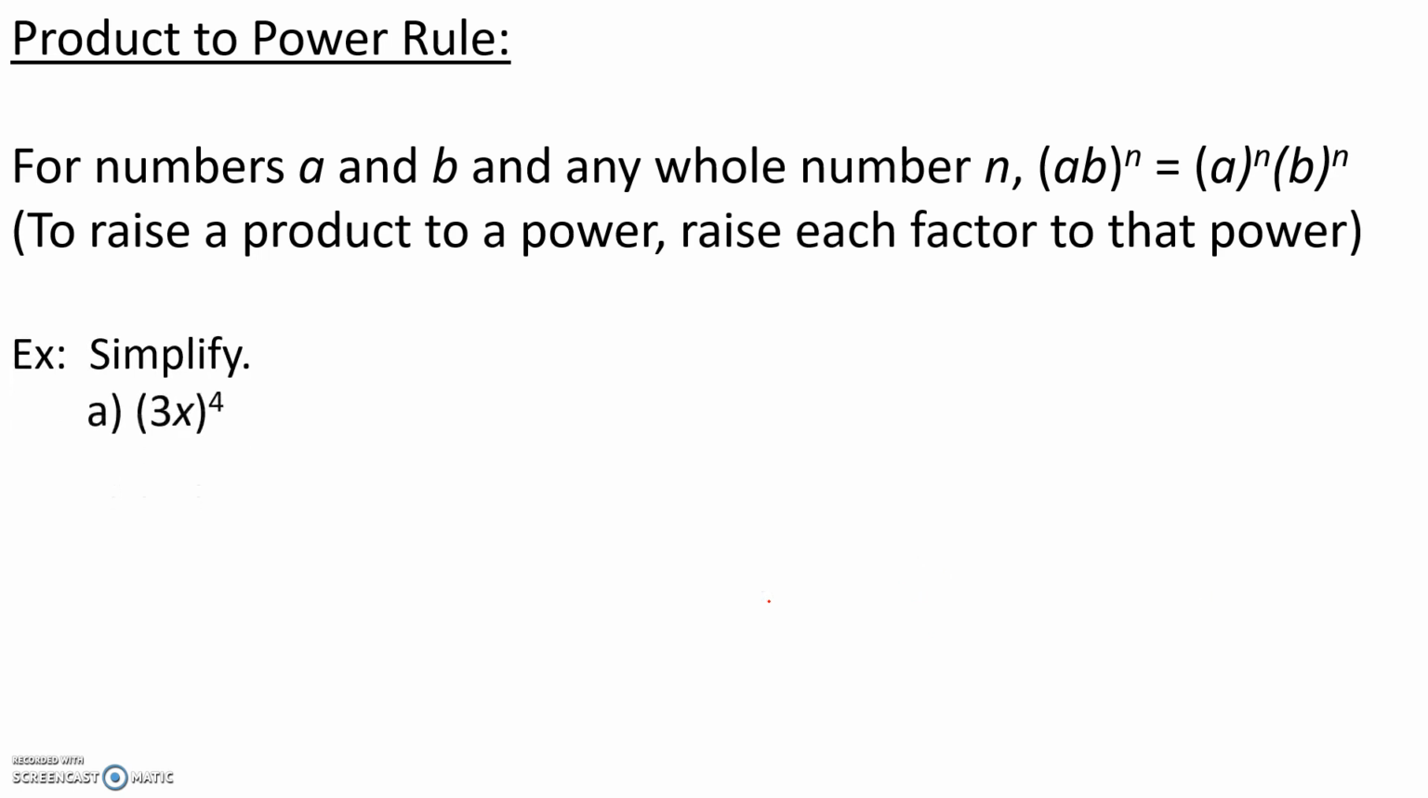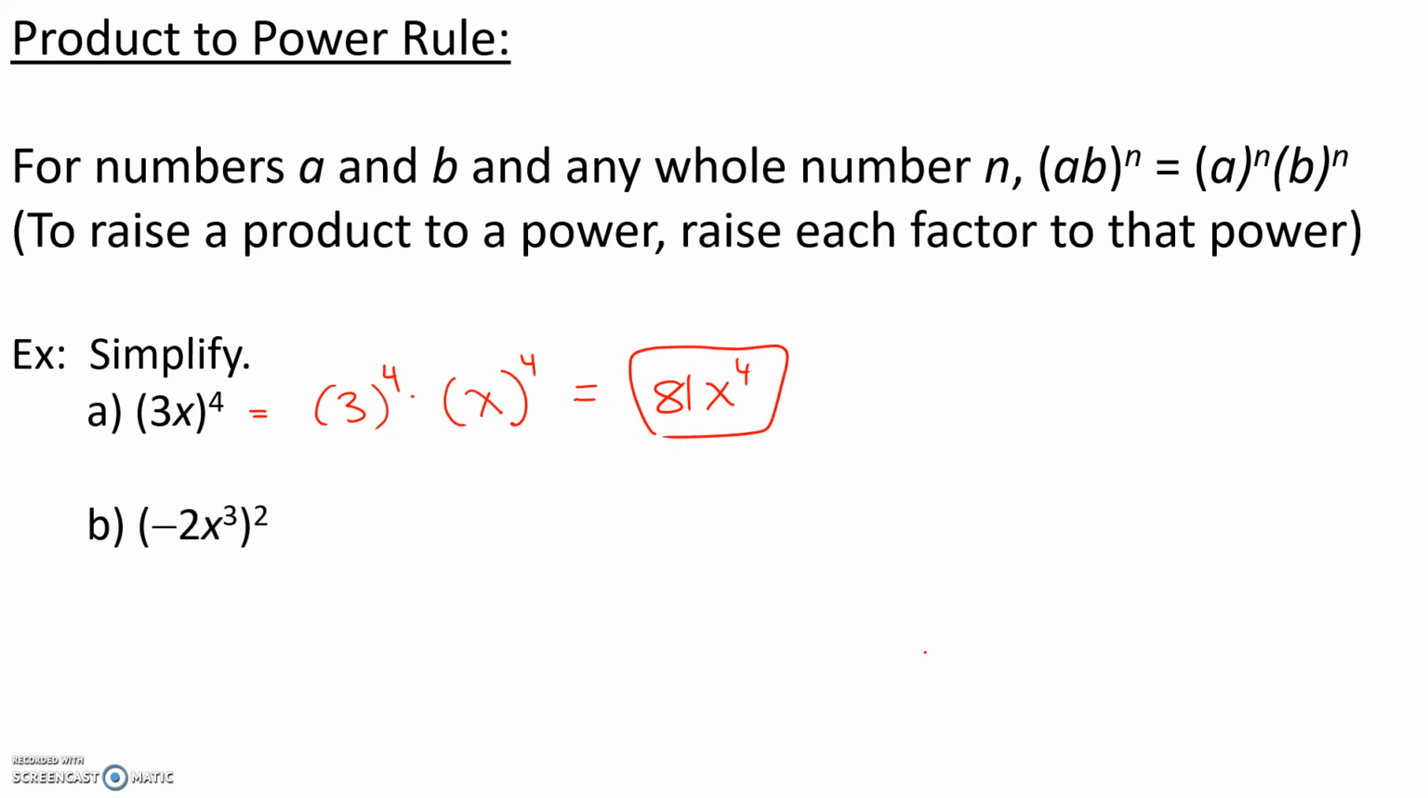For example, let's simplify the quantity 3x to the fourth power. Because we have a product of 3 and x in the parentheses, we will take each individual factor and raise each factor to the fourth power. Just be careful and write each factor in parentheses when raising to the fourth power. 3 to the fourth power is 81. X to the fourth power is x to the fourth. So our answer is 81x to the fourth.